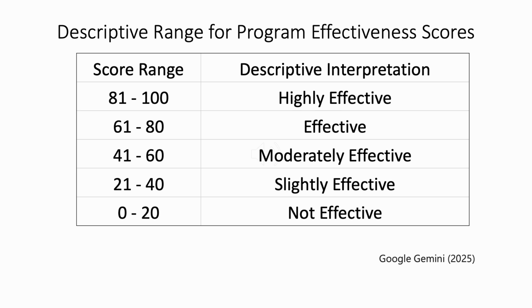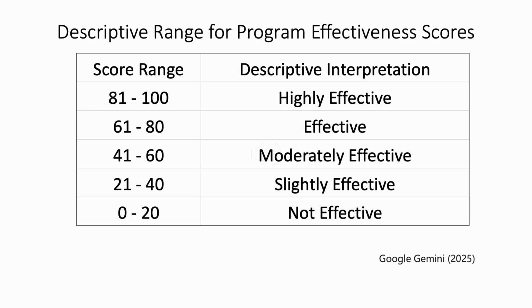21 to 40 is slightly effective, where the program may be seen as having minimal impact. And finally, scores from 0 to 20 are interpreted as not effective, showing little to no perceived benefit. This scale helps us translate numerical data into meaningful insights, making it easier to understand how teachers are responding to the program over time.